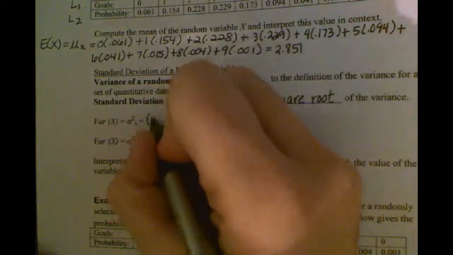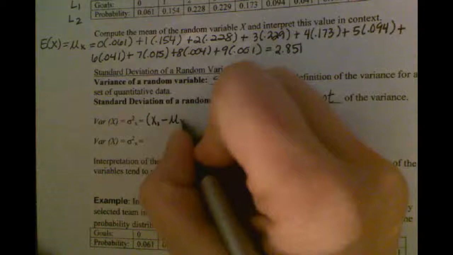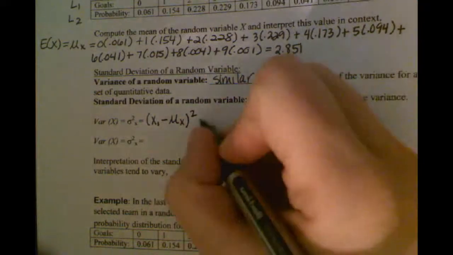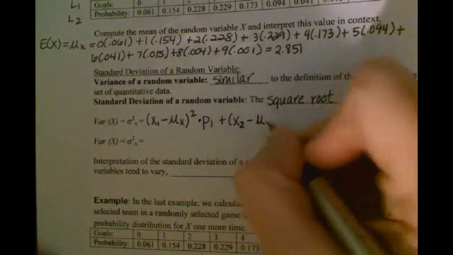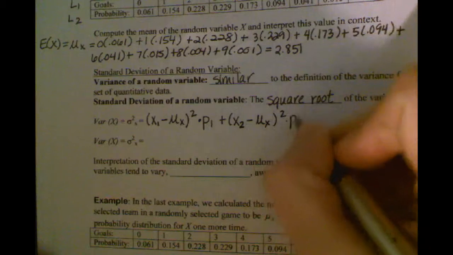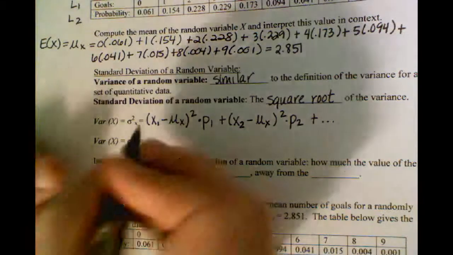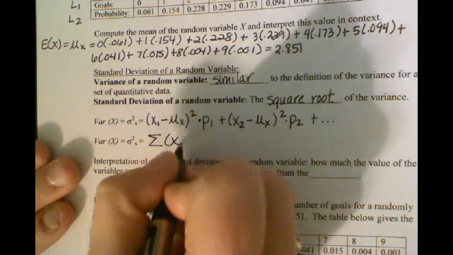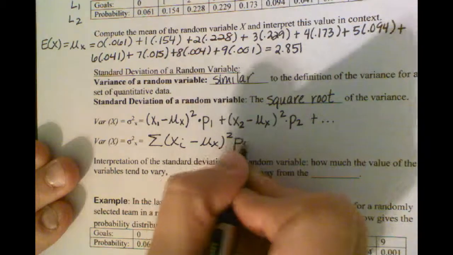So the variance, you take each x, subtract the mean, square that so it's always positive, then multiply by its probability. Then take the next x, subtract the mean, square it, then multiply by its probability, etc. This is also given to you on your formula page in summation form. Each x minus the mean squared times its probability.